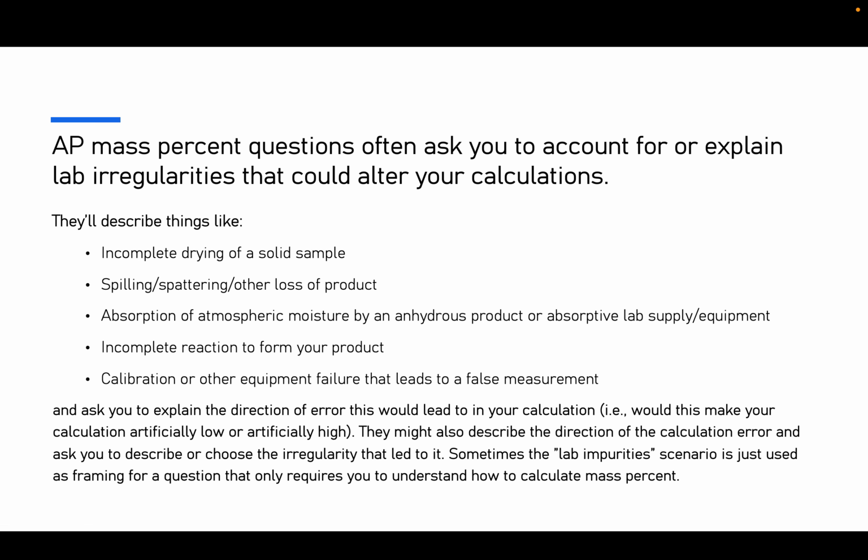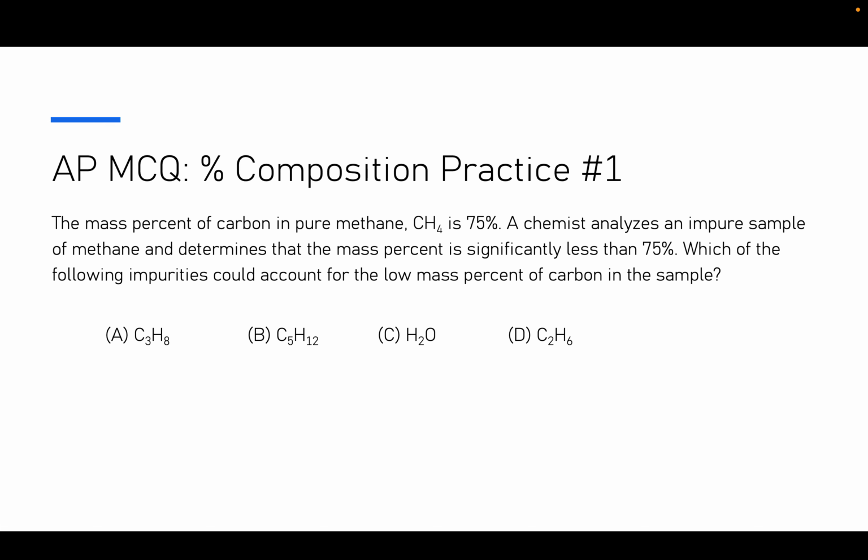So for example, this first one, if they're meant to be weighing their sample dry, like all the water is supposed to be driven off and they didn't complete that process, that would add mass to their solid sample, right? Because there's extra water. If they spill or lose product in some other way, that's going to artificially reduce their mass. That's the logic piece. And then you just use your skill of mass percent to answer the rest of the question. So let's try one of these.